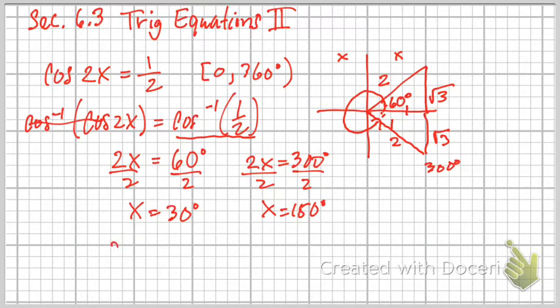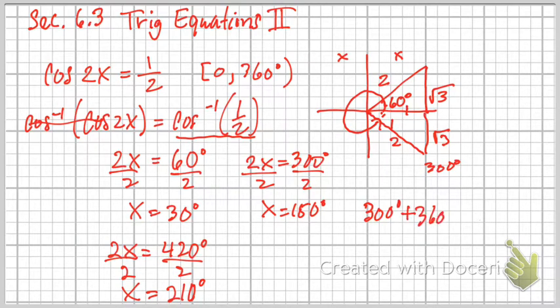So now I'm going to say 2x equals 420 degrees. And then when I divide that by 2 and divide that by 2, my x is going to actually equal 210 degrees. So there's another angle that's actually between 0 and 360. I'm going to do the same thing for this second one here. So I'm going to take that 300 degrees and add 360 degrees, and that's going to be 660 degrees.